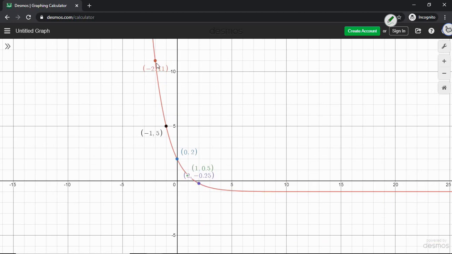So we start up here at 11. We go down by 6. We go down by 3. We go down by 1.5, or let's call that 3 halves. And then we go down by, well, we go down by a half and then another quarter, so we go down by 3/4. You might want to write those out if you can't picture this in your head. We go down by 6, 3, 3 halves, 3/4.